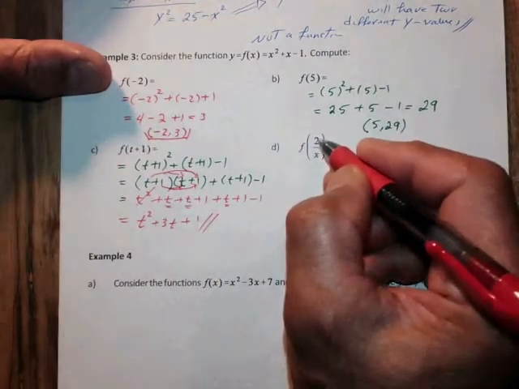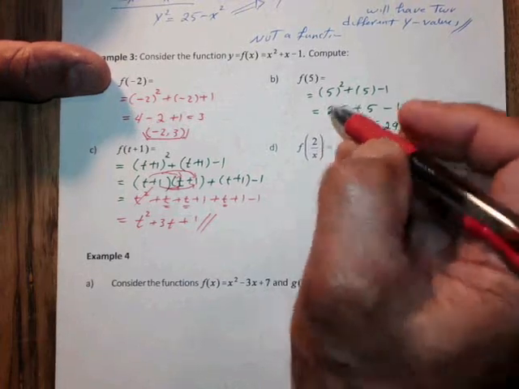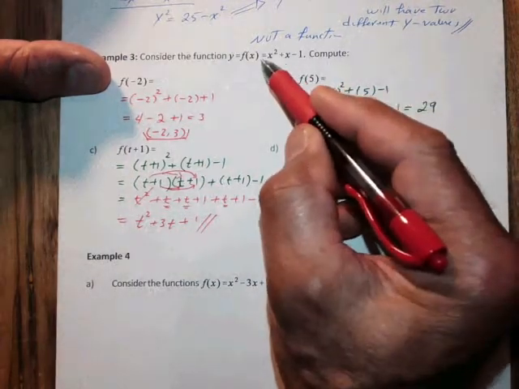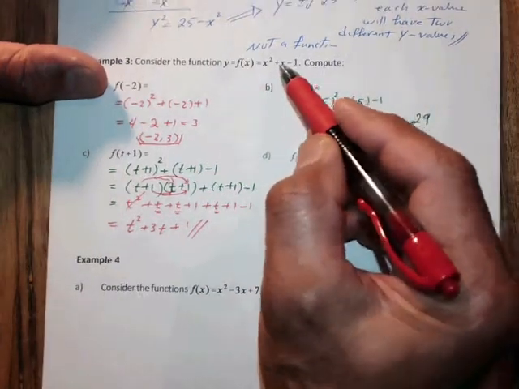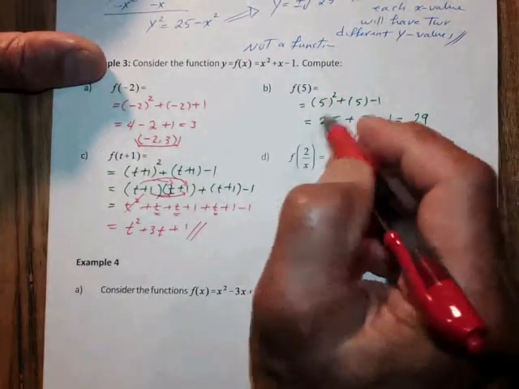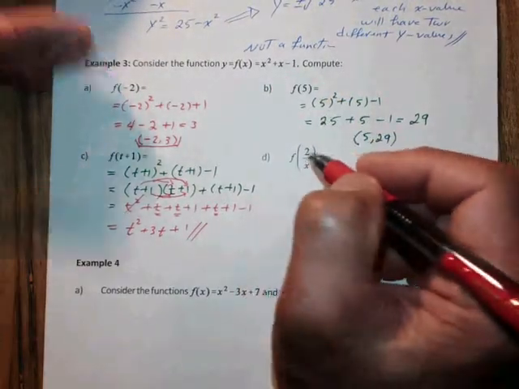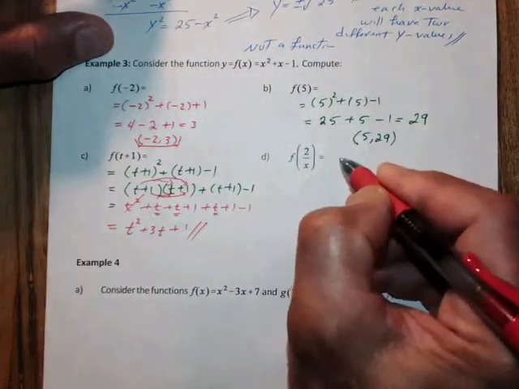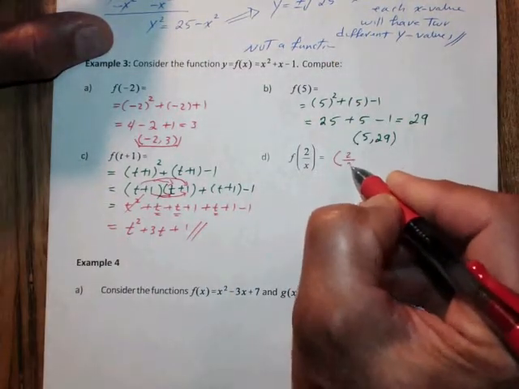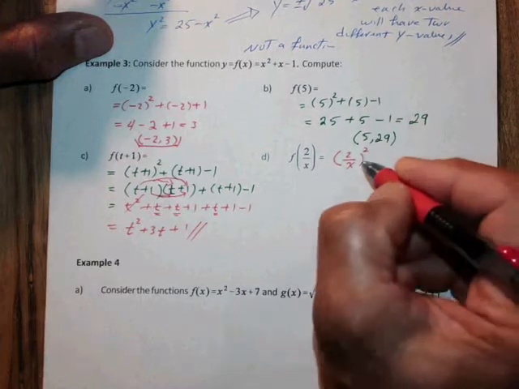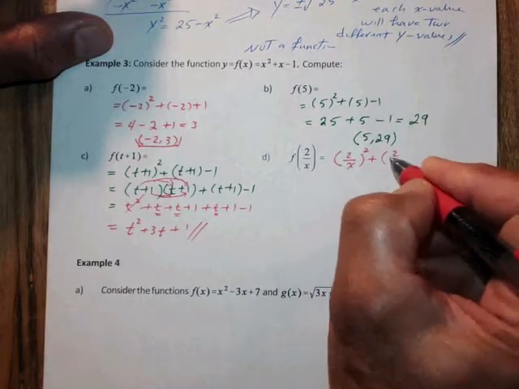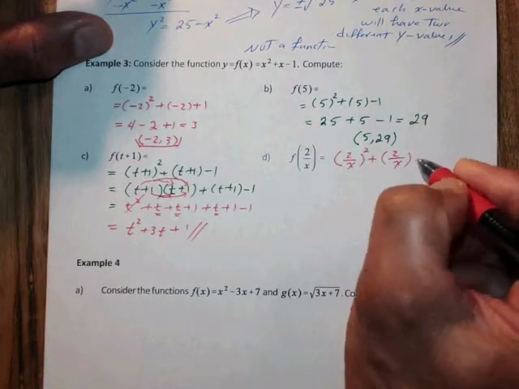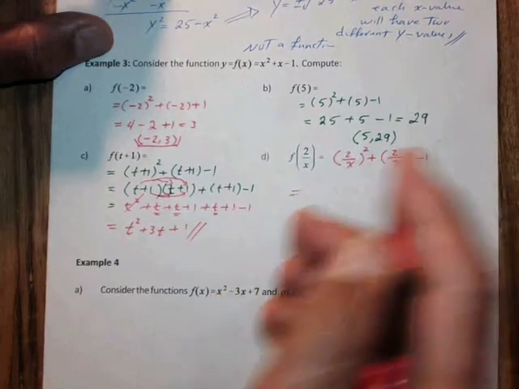f of 2 over x simply says that look at f of x, and everywhere you see x, replace it by 2 over x. So all the x's become 2 over x. So this is going to be 2 over x squared plus 2 over x minus 1. So we are basically done.